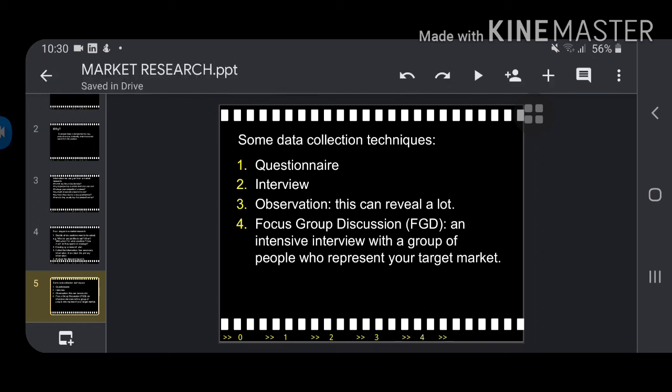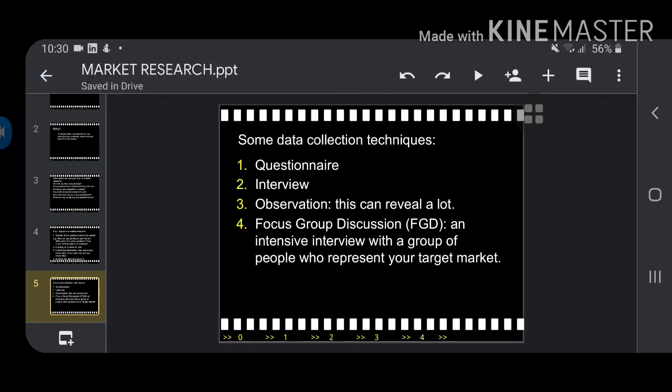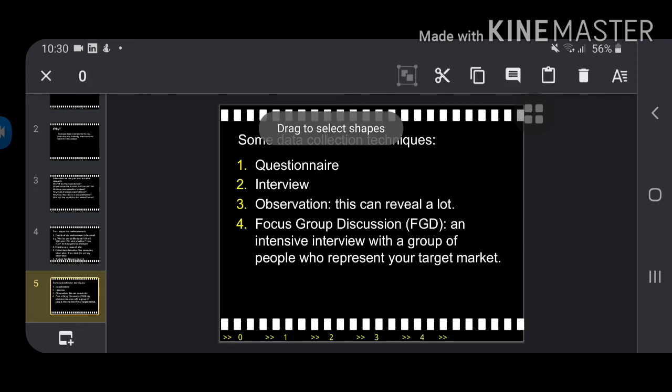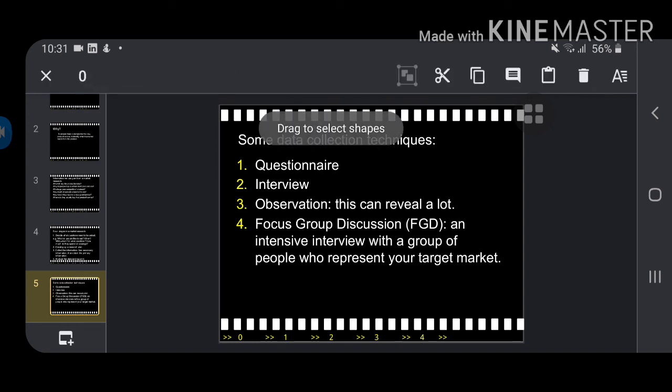Focus group discussion is different from interview in the sense that focus group discussion usually reveals deeper, more in-depth information, and you can spend more time to dig really deep into your customers' preferences, the reasons why they dislike certain products, or the reason why they favor a certain brand. You can take it out from a good focus group discussion session.